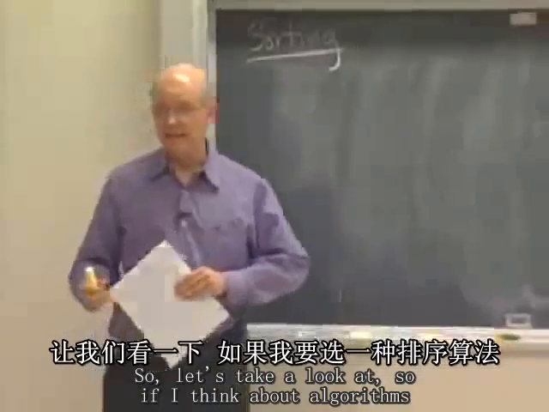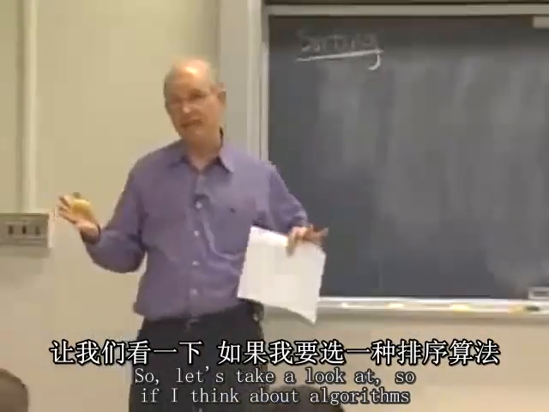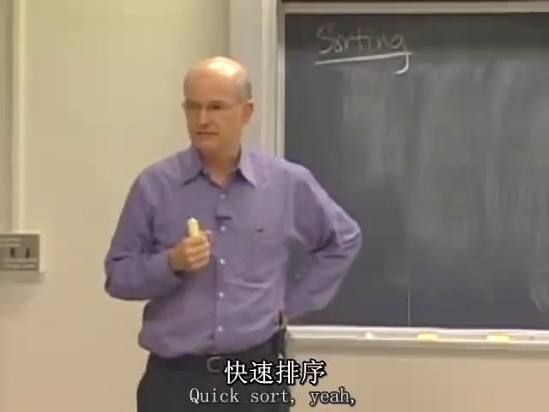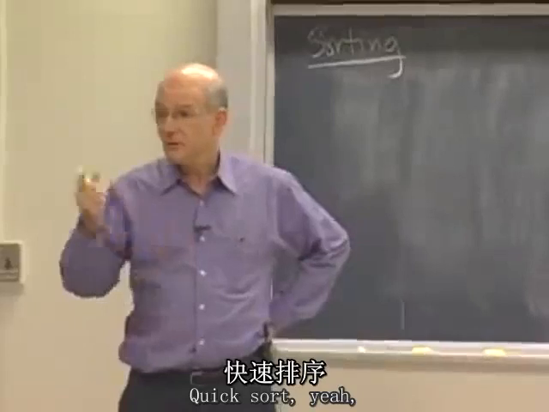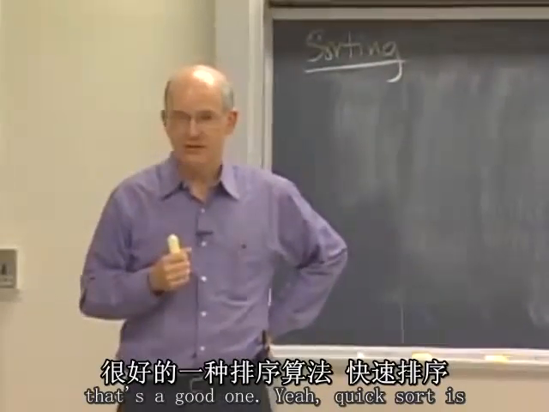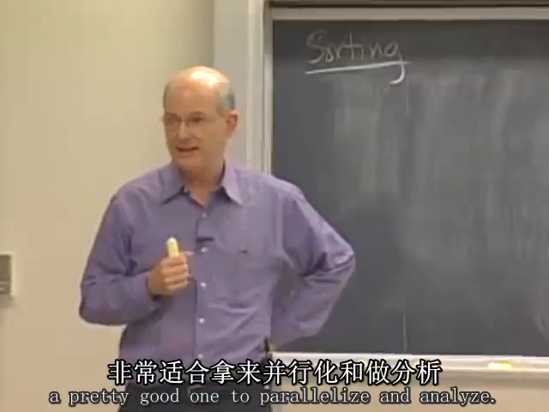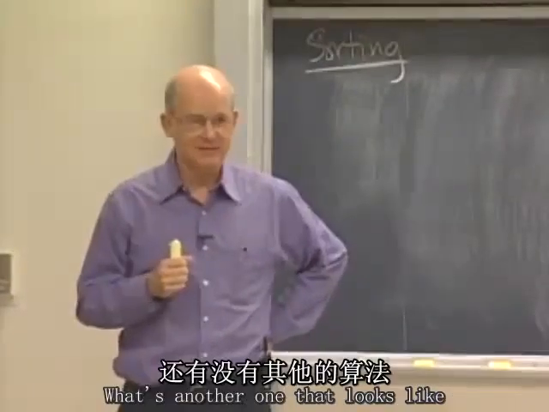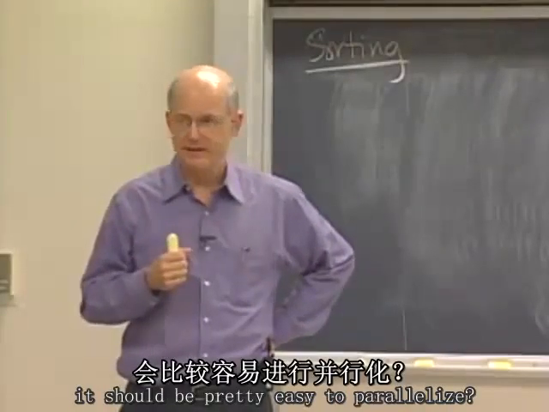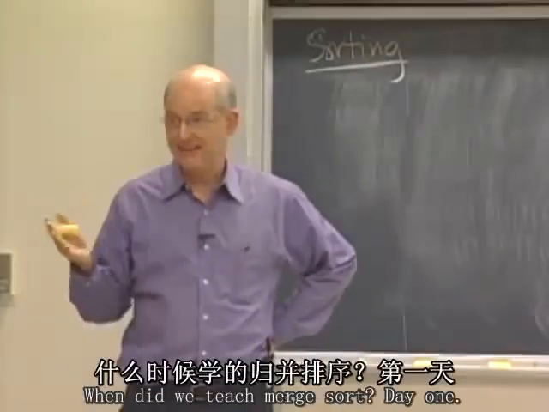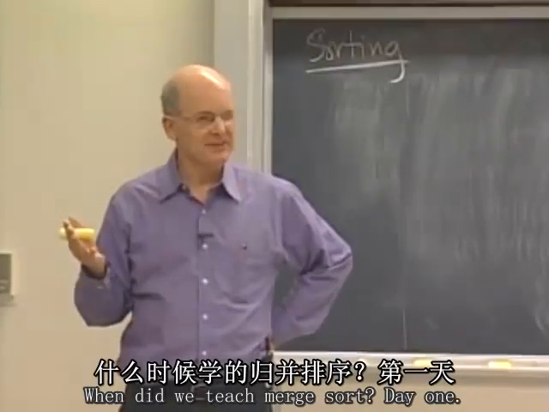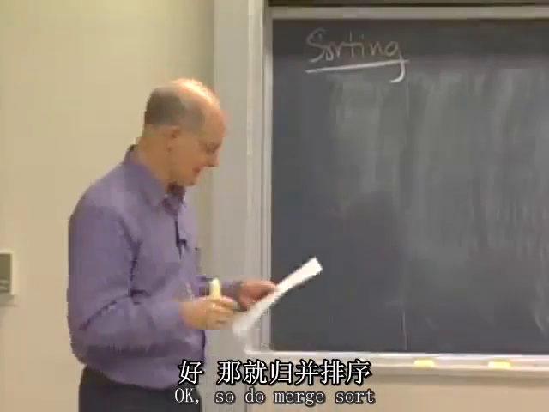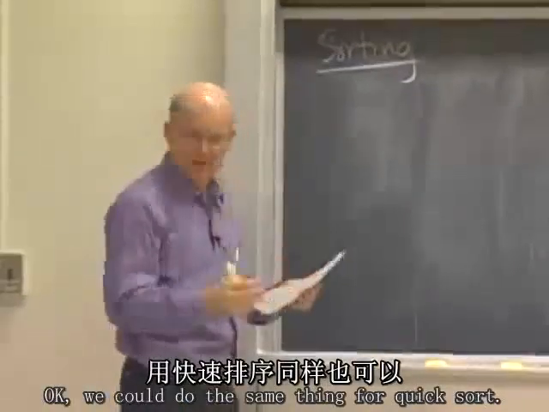So if I think about algorithms for sorting that sound easy to parallelize, which ones sound easy to parallelize? Quicksort, yep, that's a good one to parallelize and analyze. But remember, quicksort has a little more complicated analysis than some other sorts. What's another one that looks pretty easy to parallelize? Merge sort, okay. When did we teach merge sort? Day 1. So we'll do merge sort, because it's a little easier to analyze. We could do the same thing for quicksort.